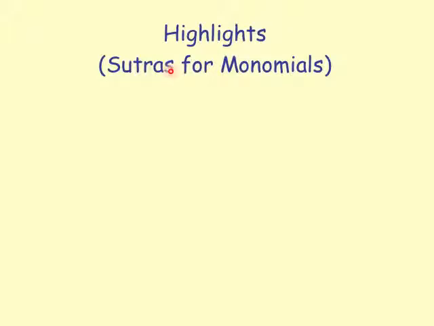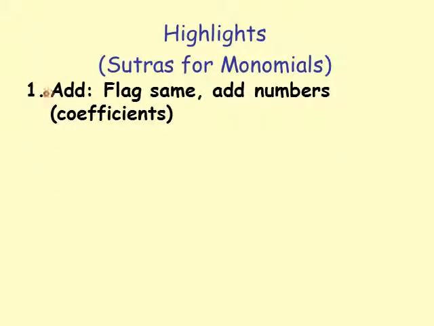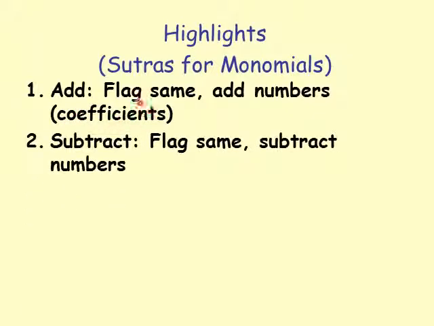Here are some sutras I worked out for algebra, and they apply to monomials. Monomials are part of polynomials with only one term. If you're trying to add two monomials, if the flags are the same, that means the powers are the same, we add the numbers, and number means we add the coefficients of the two terms. In subtraction, with two monomials separated by a minus sign, if the flags are the same, that means the same power, we subtract the numbers, which means we subtract the coefficients.